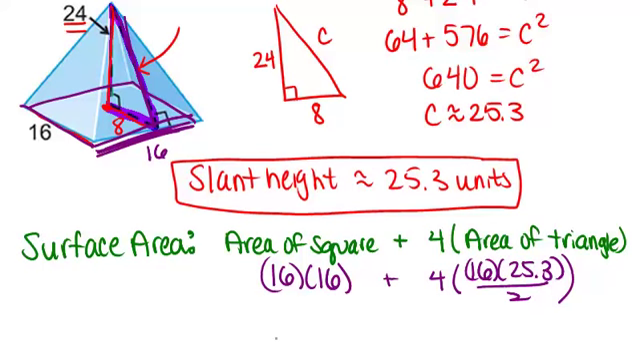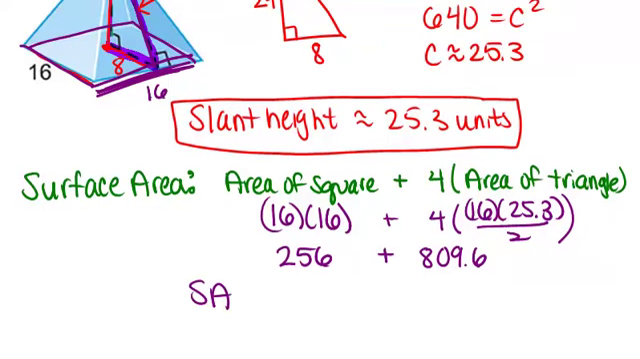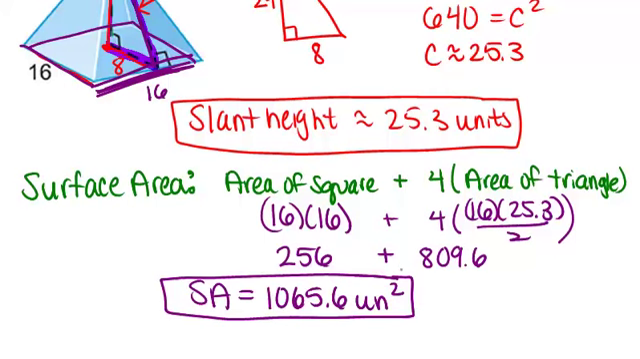So now we just need to really calculate this all out. 16 times 16 is 256. And then to do the other part, when we multiply 16 times 25.3 and then divide by 2 and then multiply by 4, we end up with 809.6. So then we add those up and we get our final answer that the surface area equals 1,065.6 units squared. Remember, surface area is always in units squared.